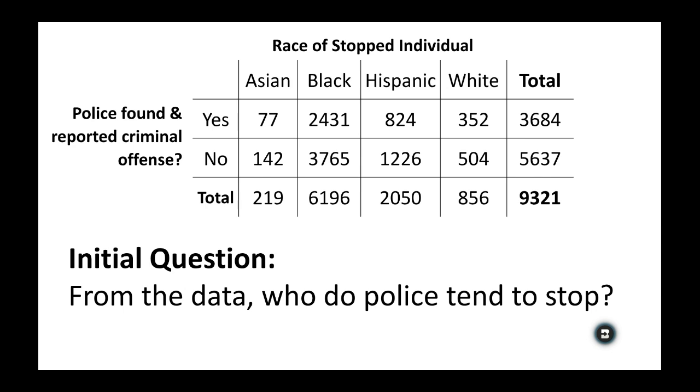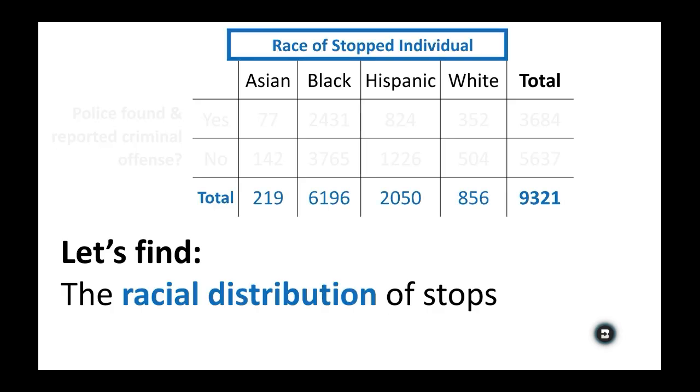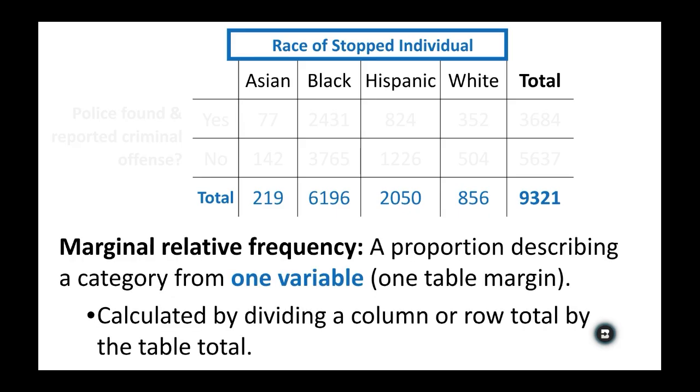So one initial question we might ask about this data is, who do police tend to stop? To answer this, let's find the racial distribution of stops. In other words, we're going to focus on these column totals, which describe the number of stops among each racial group, regardless of whether or not crime was found. Specifically with each column total, we're going to find what's called the marginal relative frequency, or the proportion describing a category from one variable in the table. Similarly to how a piece of paper has a top margin and a side margin, each 2-way table has one variable in the top margin and one variable on the side margin.